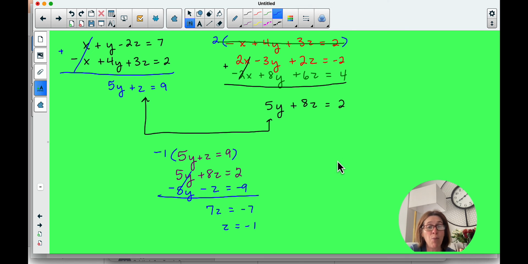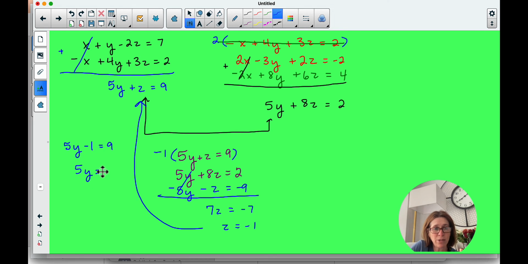All right, so we've got our z of negative 1. I now have to get my y. Probably going to plug back into this equation. So 5y minus 1 equals 9. So 5y equals 10, and y equals 2.